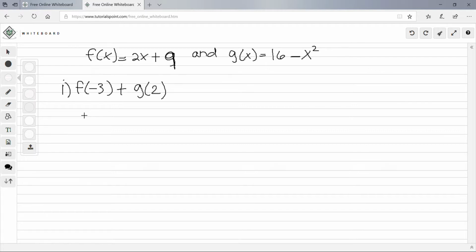So f of negative 3 equals. What I mean by putting negative 3 into the function is wherever you see an x, you plug in negative 3. So it'd be 2 times negative 3, because it's 2 times x, plus 9. So 2 times negative 3 plus 9 is negative 6 plus 9, which is just positive 3. So we found this value, f of negative 3. Now let's find g of 2.